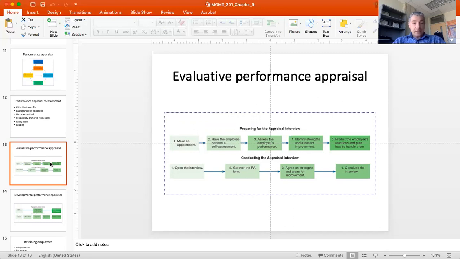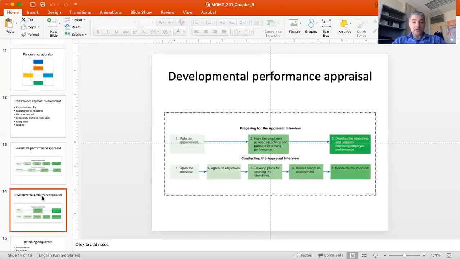Right? If you want your evaluative performance appraisal session to go well, you have to be prepared for what could transpire. And then when you conduct the actual appraisal interview, obviously you open the interview, you explain the purpose, you explain what you'll be talking about, and how this whole session will go. You're going to go over the performance appraisal form, and then you compare your notes, right? Your notes and employee notes with respect to self-assessment. Together, you agree on strengths and areas of improvement, and then you conclude the interview, right? So you've provided the evaluation, that's that.